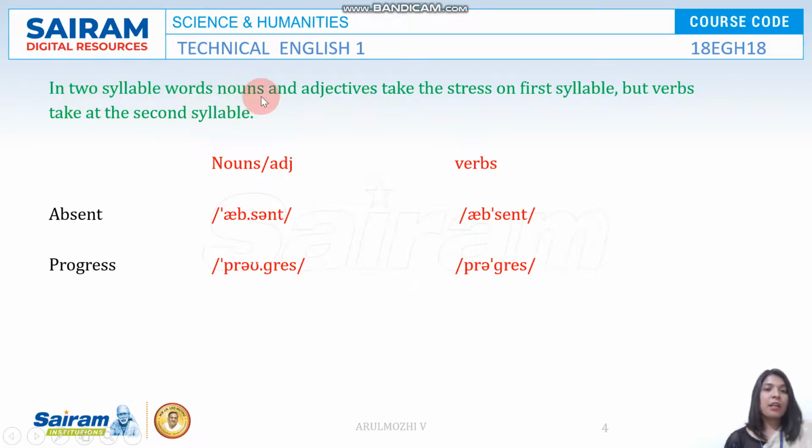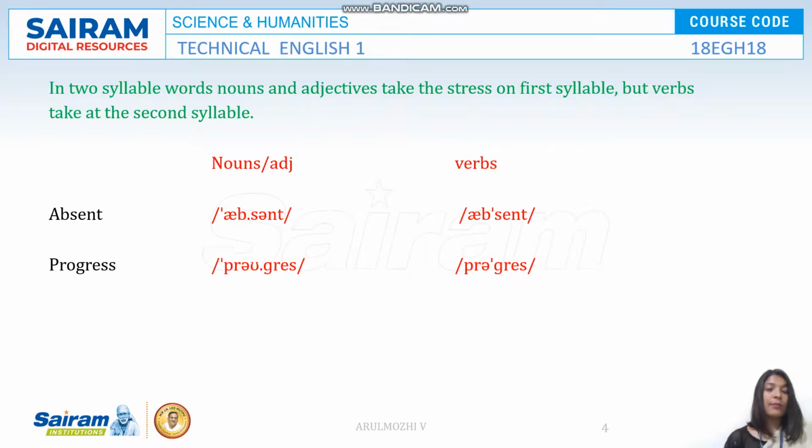In two syllable words, nouns and adjectives take stress on the first syllable, but verbs on the second syllable. If it is a two syllable word and a noun or an adjective, it is stressed at the beginning. But if it is a verb, it is stressed at the second syllable. Look at this: absent. If you use absent as a noun, it must be stressed on the first syllable. But if it is a verb, the stress falls on the second syllable. Look at this word, progress. If it is a noun, the stress is on the first syllable. If it is a verb, the stress falls on the second syllable.